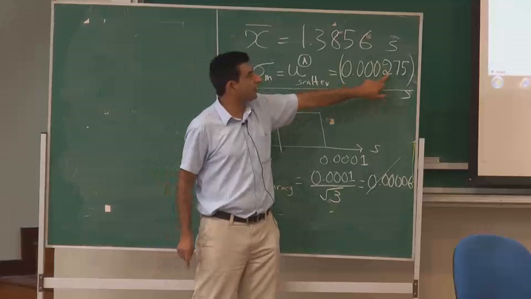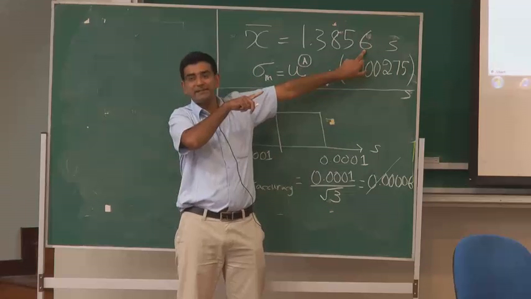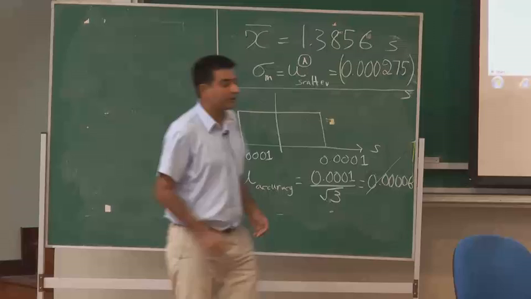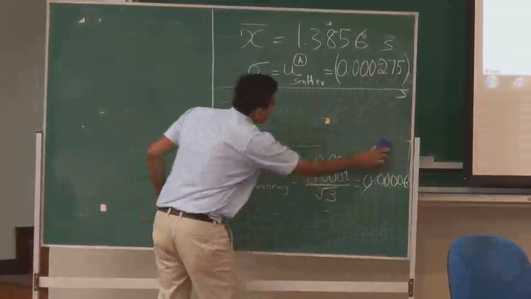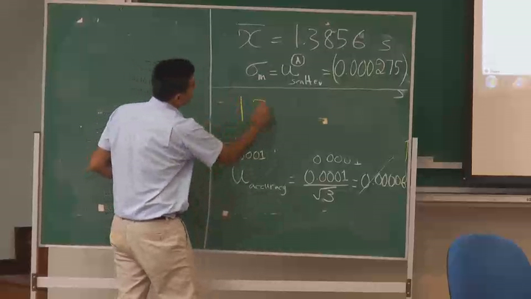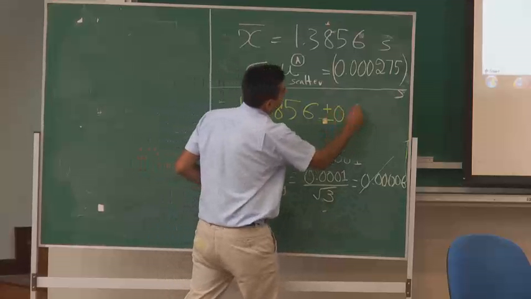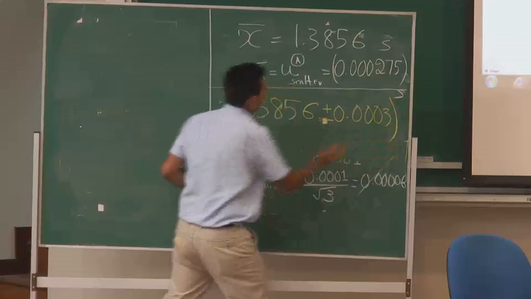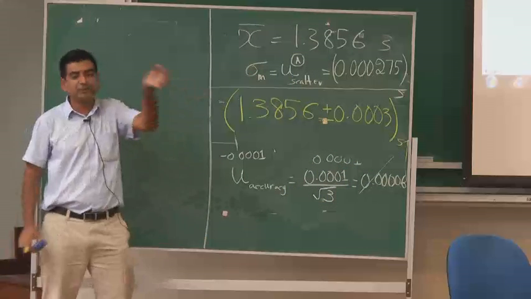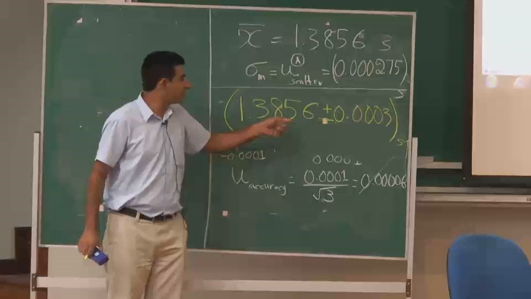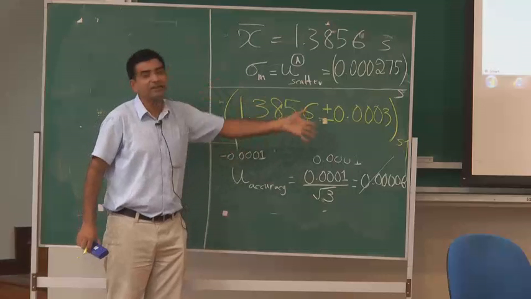And if I would like to keep one significant figure, this becomes 3 because it's at the same position as the least significant digit of the best estimate. So my best estimate for T would become 1.3856 plus minus 0.0003 seconds. So this shows that with the help of this instrument, you can measure time with a precision of up to hundreds of microseconds.